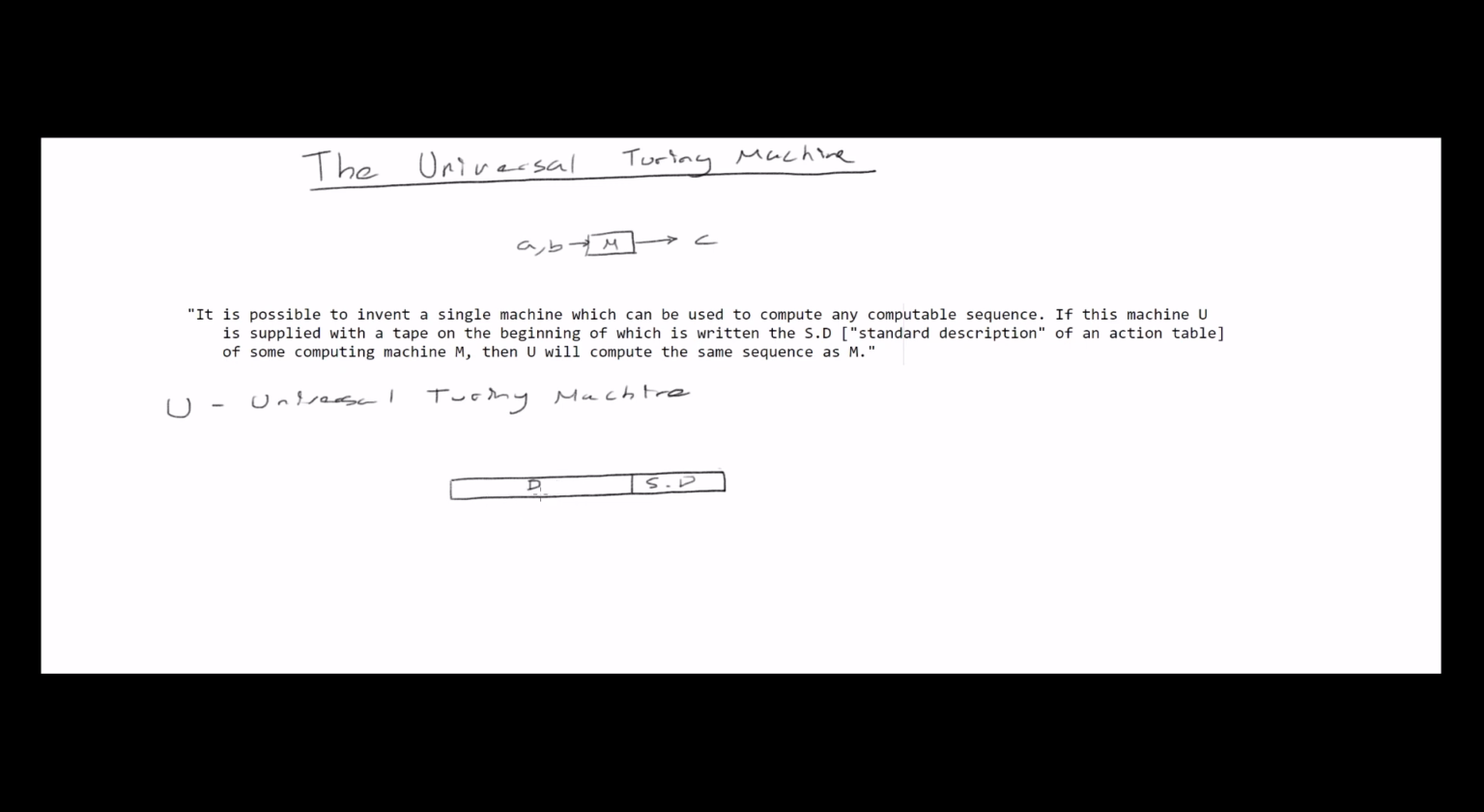And this therefore means that the universal Turing machine can act as though it was any Turing machine, and because you can conceive of a Turing machine to compute any computable sequence, the universal Turing machine can compute any computable sequence, since it can model any Turing machine.